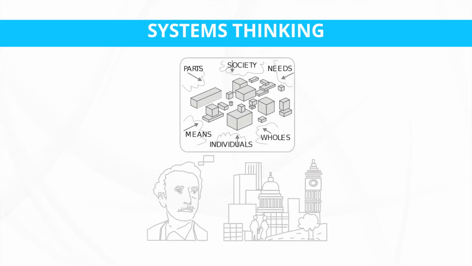So this sounds all good and great. How do we actually start thinking like this? In the most basic sense, we want to look at what are the parts or elements of a system, how are they related or connected, and what is the purpose of the system.